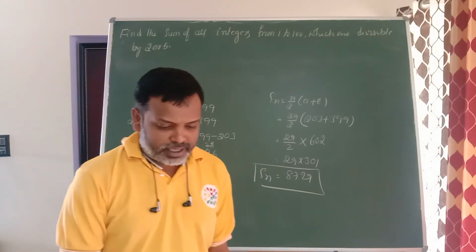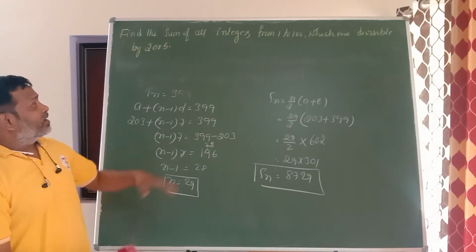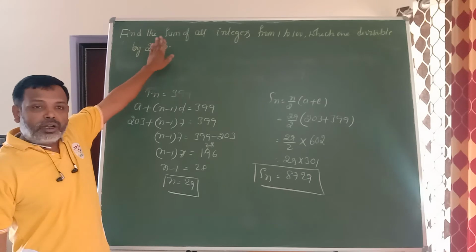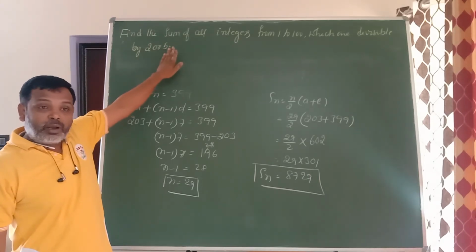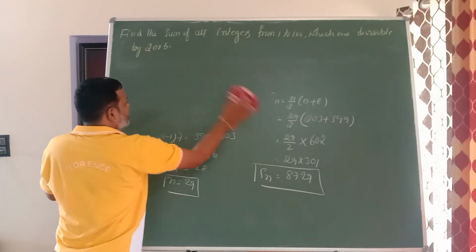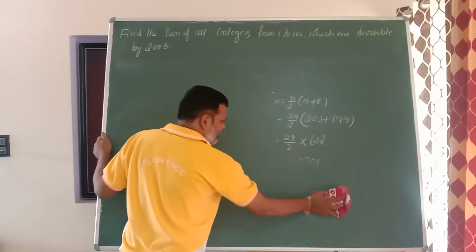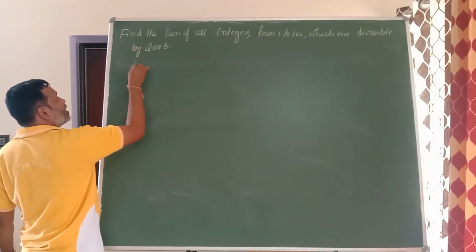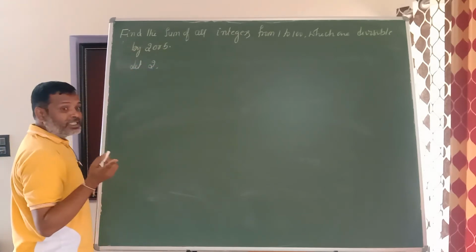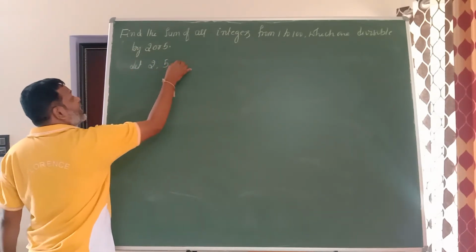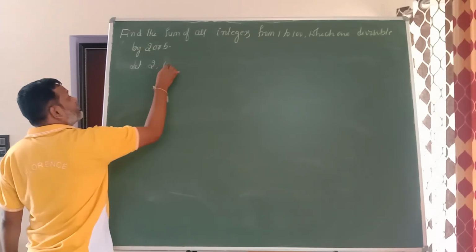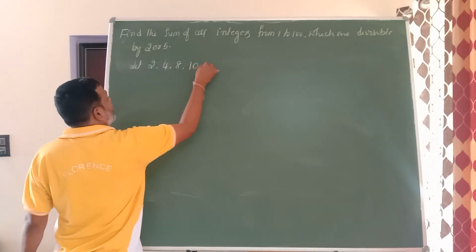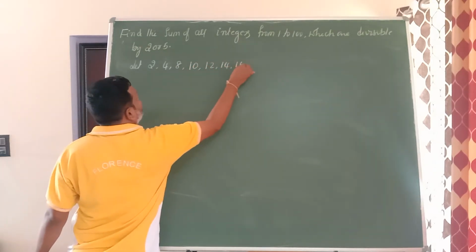So now have a look on this. We have to consider from 1 to 100, the numbers which are divisible by either 2 or 5. We have to consider both the numbers which are divisible by 2 or 5. Observe the quantity here. So I am going to consider the numbers between 1 and 100 which are divisible by 2 or 5. What are the numbers here? 2, which is divisible by 2, then 4, 5, 6, 8, 10, 12, 14, 15 is there.